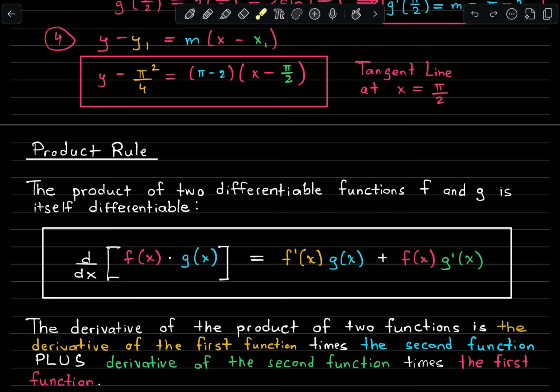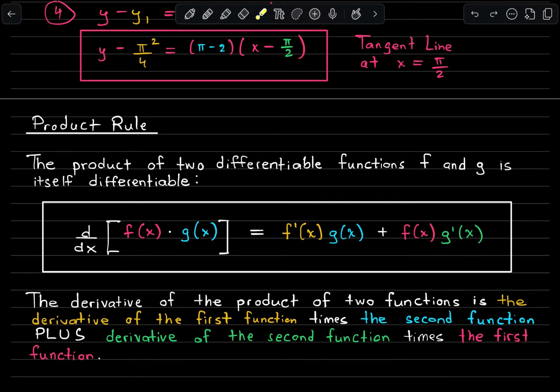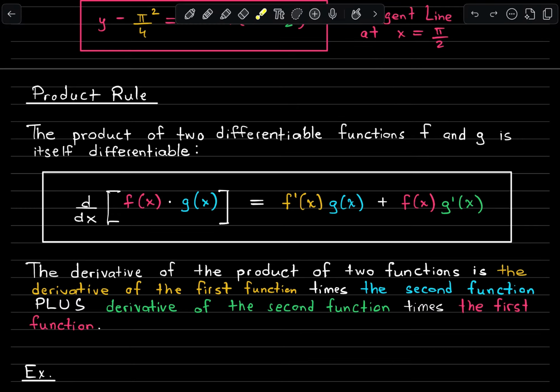Okay, so just written out in English, the derivative of the product of two functions is the derivative of the first function in yellow times the second function in blue, plus the derivative of the second function in green times the first function in red. So let's take a look at an example, see how this is going to work.